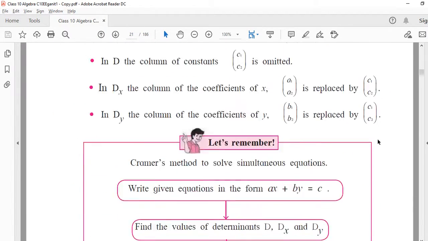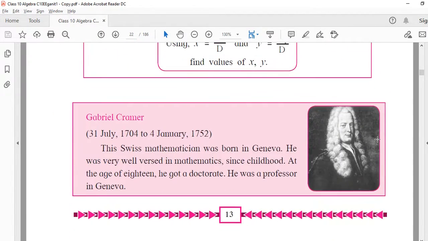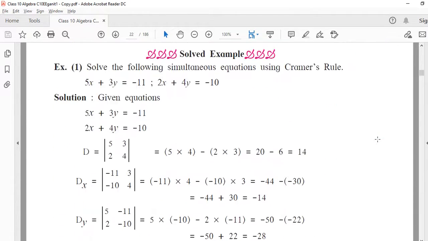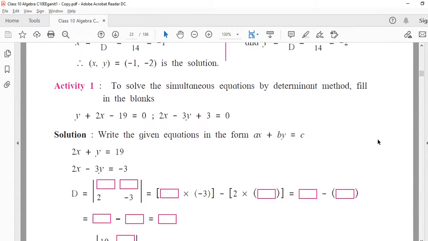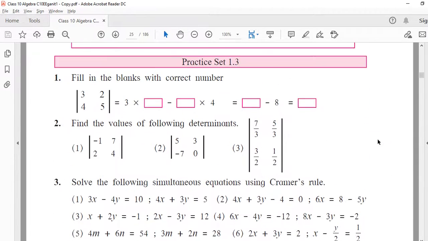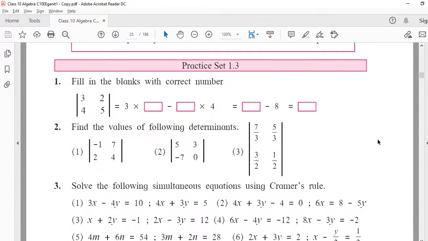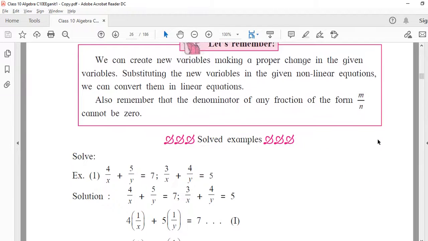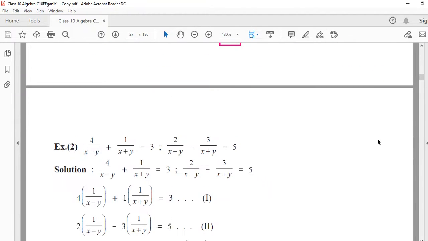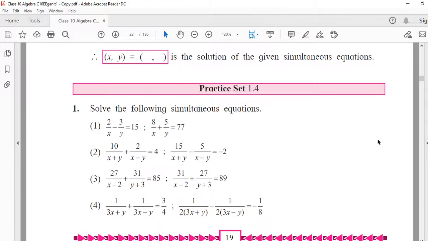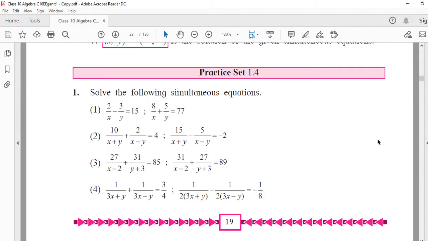So if you keep on practicing regularly, you should not face any problem during your examination time and you will remember everything thoroughly. Yeah, so this is the exercise 1.3, which we have covered in the third part of this chapter. Now let's move ahead. Let us see what we have in exercise 1.4. So we have to solve these four simultaneous equations.